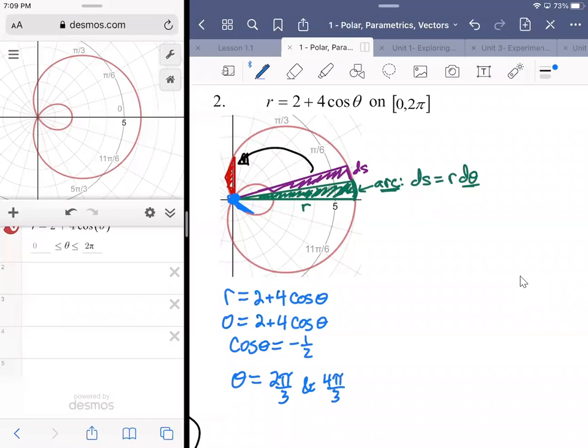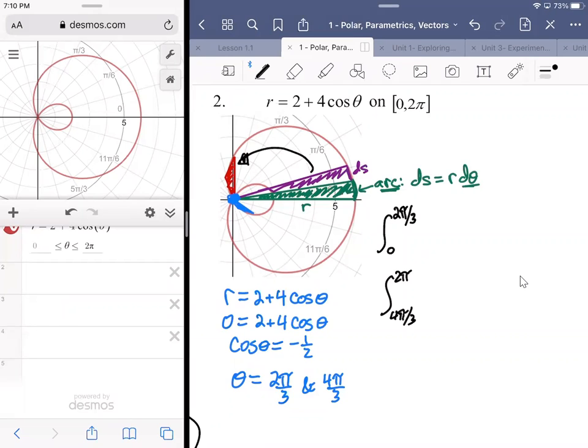All right, so what I'd like to do is test out a theory here. What I'm thinking is that I would want to be going on the interval of 0 to 2 pi over 3, and then on the interval of 4 pi over 3 to 2 pi, right?